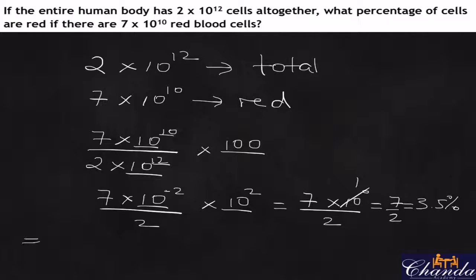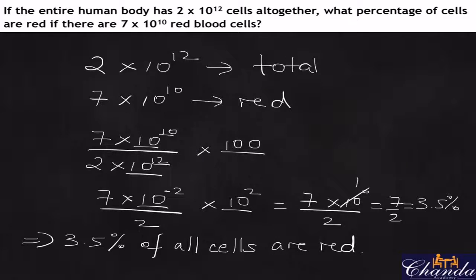Therefore, 3.5% of all cells are red. Now, I'm sure that this is probably not the right answer. Remember, guys, I've just completely made up these numbers in order to formulate these questions.